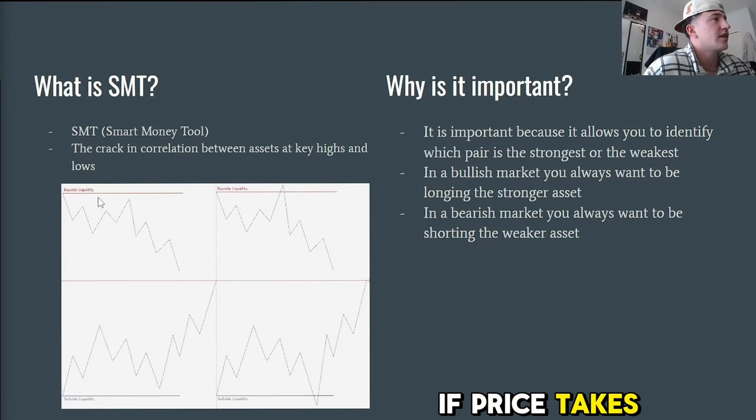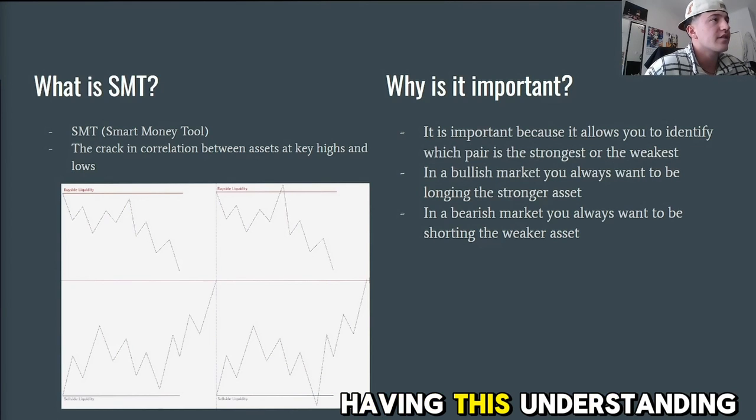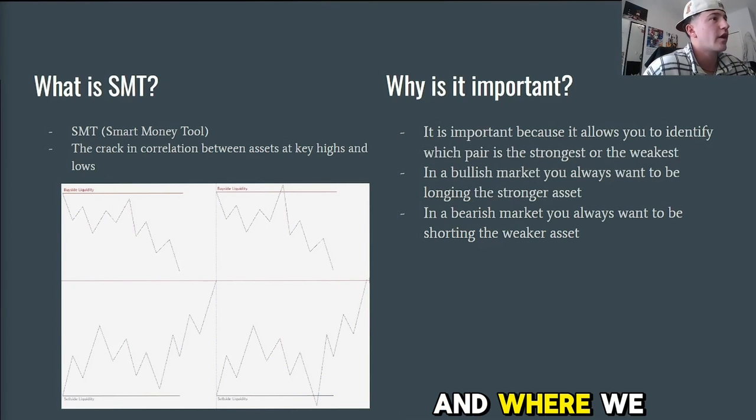If price takes out buy side liquidity on a stronger asset here, and we fail to take out the high on the correlated pair, I'm going to short the weaker one that failed to take out the high. Having this understanding of price and where we are in the markets will definitely keep you on the proper side when you're looking for these executions.